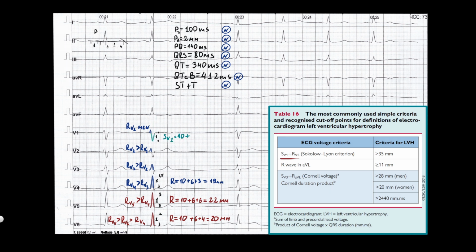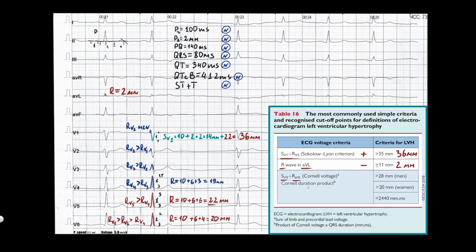S wave amplitude in V1 is equal to 14 mm. R wave in V5 is 22 mm. Together it is 36 mm. As a result, the Sokolow-Lyon criterion is positive. Next step is evaluation of R wave amplitude in AVL. In our case it is less than the threshold, so this criterion is negative.